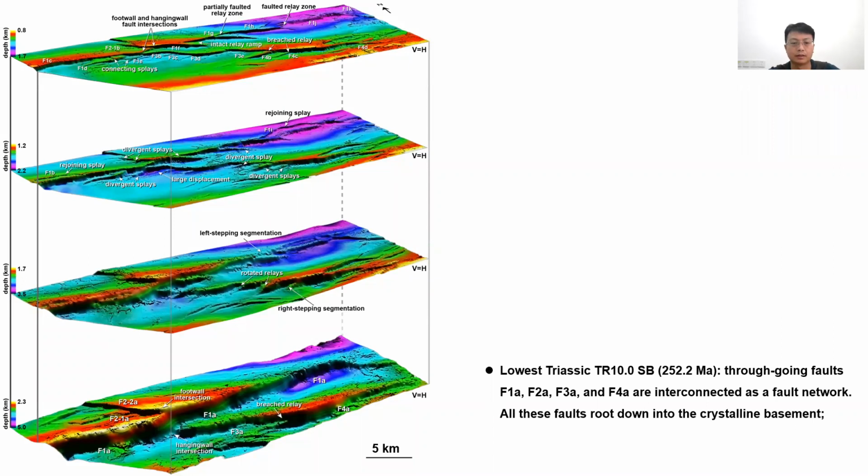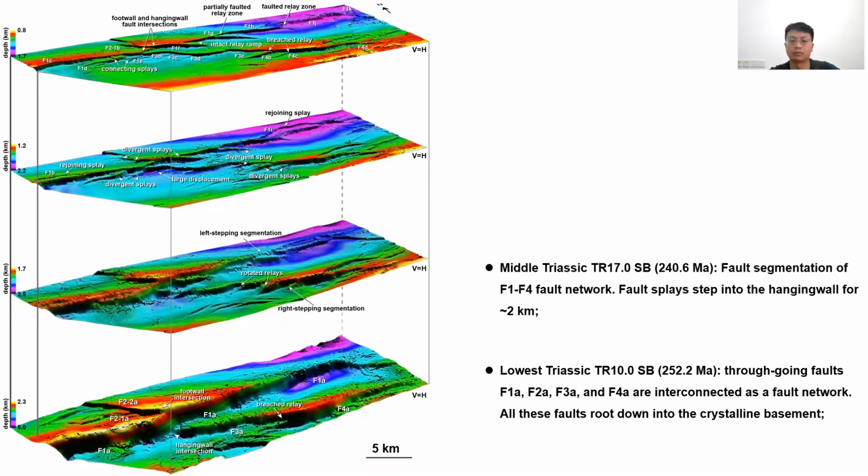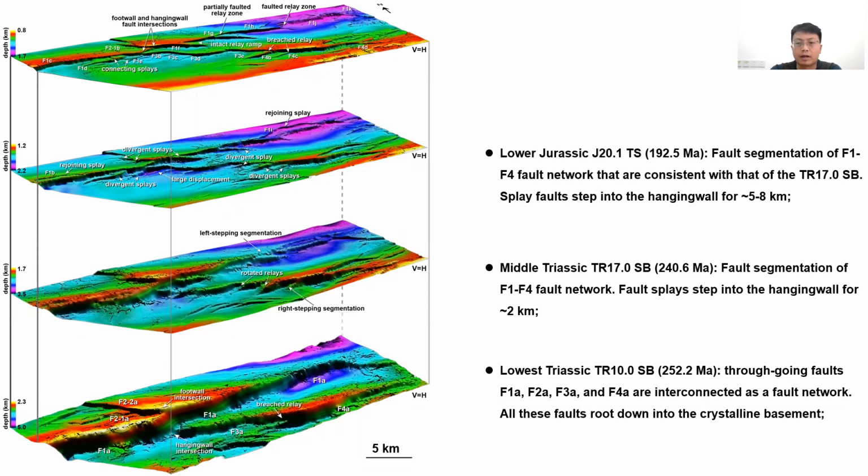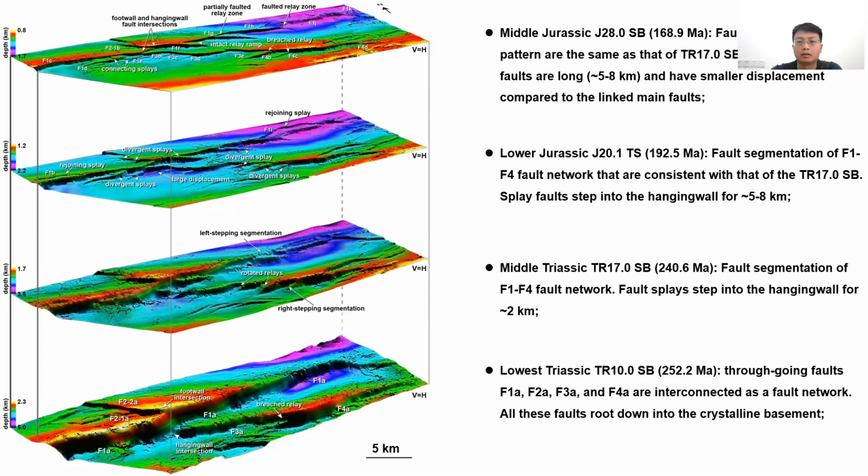We can see that at the lower Jurassic level, they have four faults, F1 to F4, that are intersected as a fault network. And in the mid Jurassic to lower Jurassic, F1 to F4 are actually very segmented, and stepping into the footwall for the splay faults. Also in the mid Jurassic, they have very clear fault segmentations, although the displacement of the splays becomes smaller compared to the lower Jurassic and mid Jurassic levels.